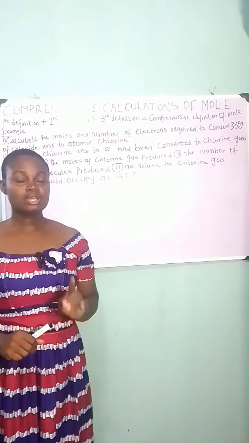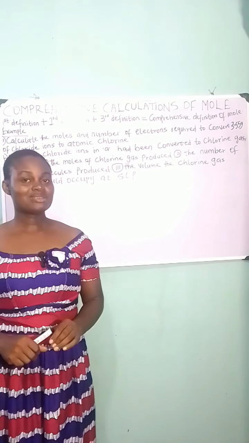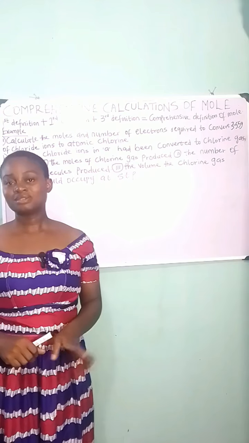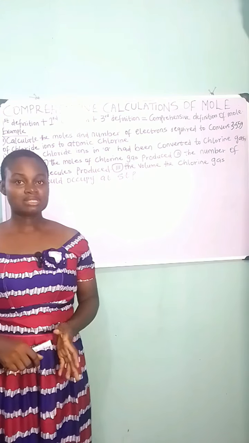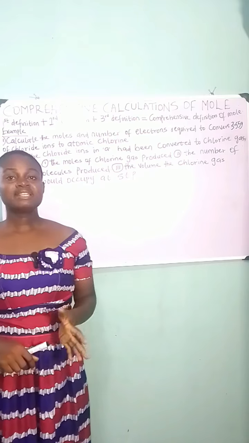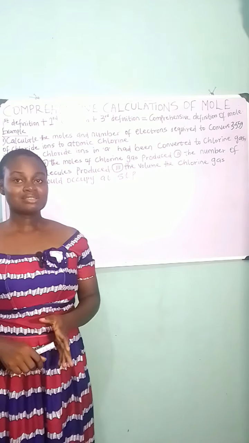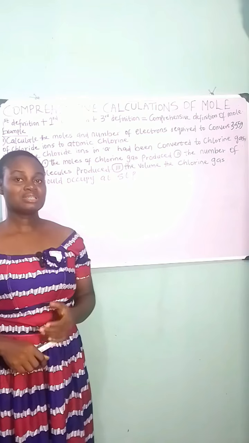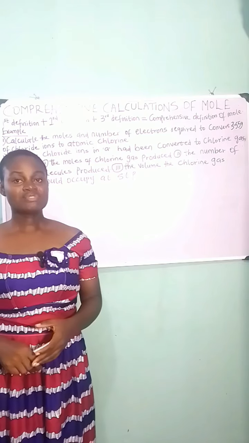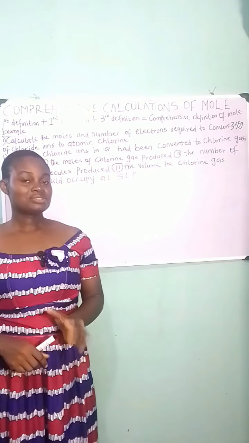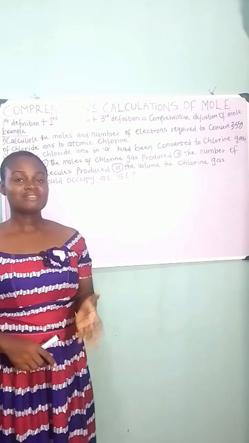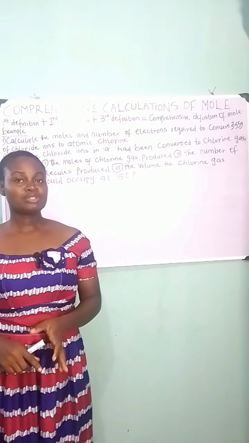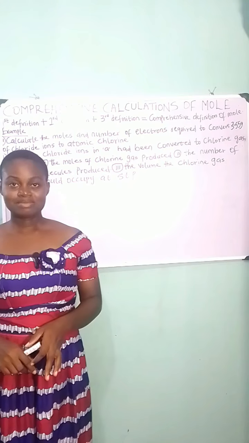In the first definition, we define a mole as the amount of a substance that weighs the same as the gram atomic or molecular mass of such compound or element. Then, in the second definition, we define the mole of a substance as the amount of a substance which will contain 6.023 × 10²³ particles of such substance. And in the third definition, we define a mole as the amount of a gaseous substance that will occupy a volume of 22.4 dm³ at STP.